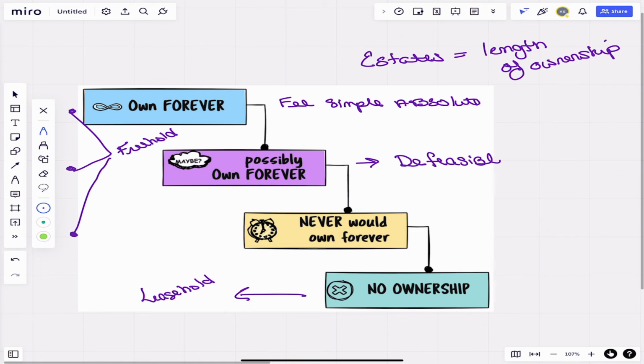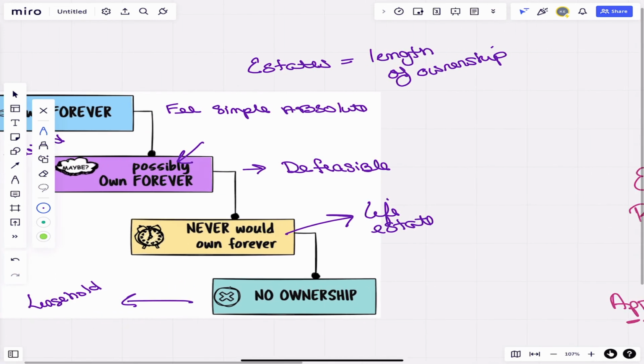defeasible estates. Defeasible estates means the ownership could be defeated. So in a fee simple with a condition subsequent or a fee simple determinable, it's possible you could own this forever, but if you break the rule or do something you're not supposed to, then your ownership interest could end. And then here you have your life estates. Your life estates are an interest where you own the property, but it's for somebody's lifetime. So either it's a life estate or it's a pur autre vie life estate. Just depends. This means for the life of another.